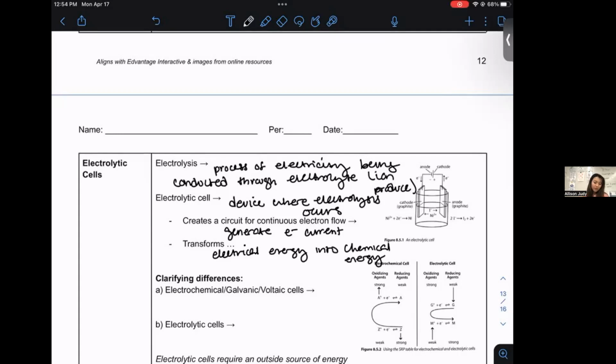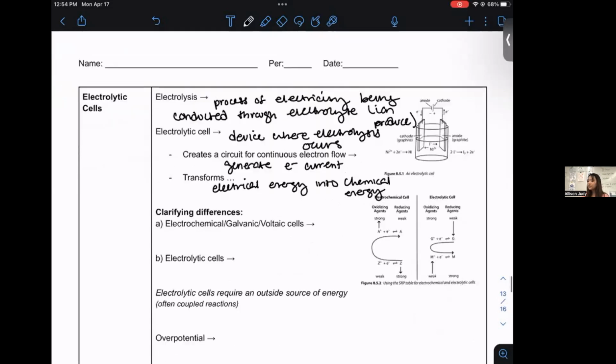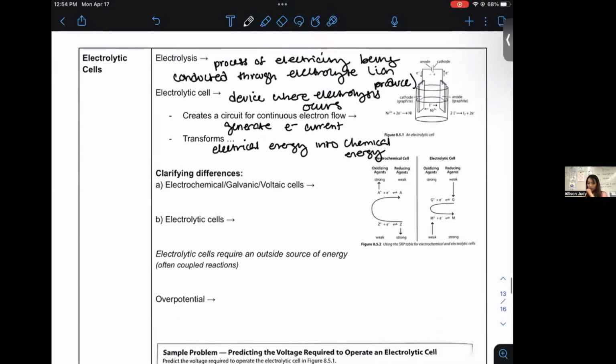No? Okay. So here's the main difference that you want to understand between electrolytic and electrochemical cells. Electrochemical, galvanic, or voltaic cells are completely spontaneous redox. So that means you have a negative G value, and you have a positive E cell value. It's all good. Electrolytic cells are non-spontaneous redox. You have to force it to happen. So you would have a positive G and you would have a negative E.